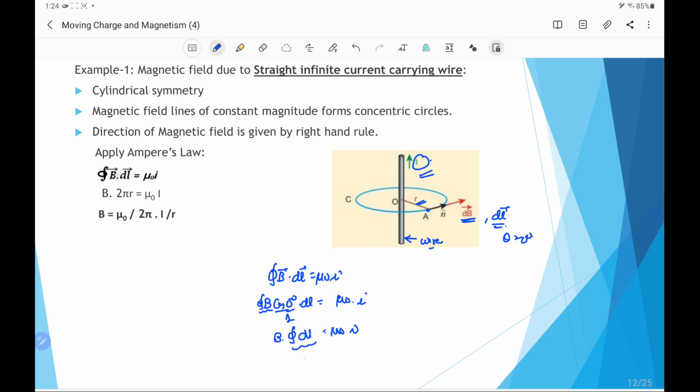This integral dl is for the whole Amperian loop which is circular of radius r, therefore its value is 2 pi r. Hence we can write B into 2 pi r equal to mu naught I, or B equal to mu naught by 2 pi into I by r. So this is the formula for the magnetic field due to a straight infinite current carrying wire. This is the magnitude, and direction is given by the right hand rule, which states that the direction of the magnetic field is circular and given by the tangent at the particular point.